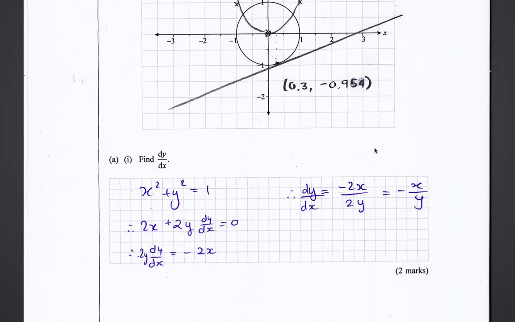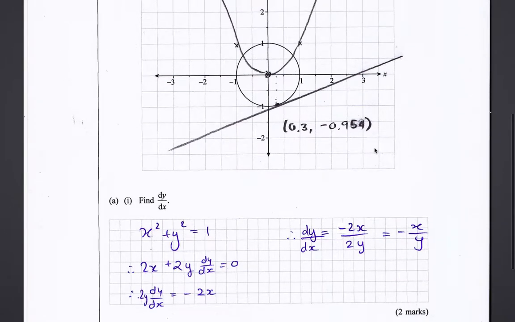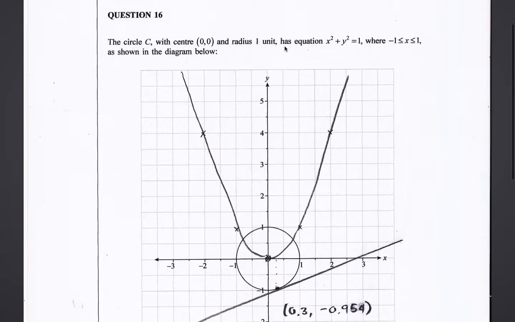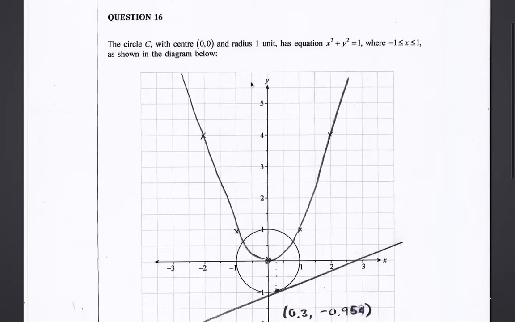Hence we can rearrange to get dy/dx on its own, so we end up with 2y dy/dx equals negative 2x, because we bring that 2x to the other side. Dividing out, we get negative 2x on 2y, and we end up with the classic negative x divided by y result for dy/dx. So that is the slope of the tangent to any point on that circle, which we know is c from before. It's given in the question.